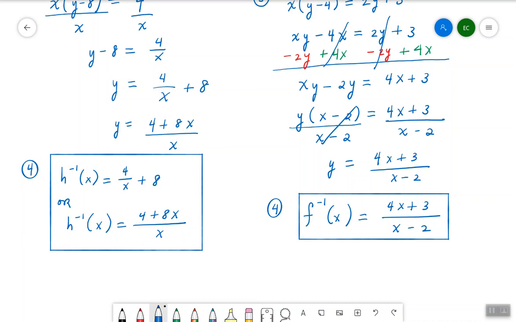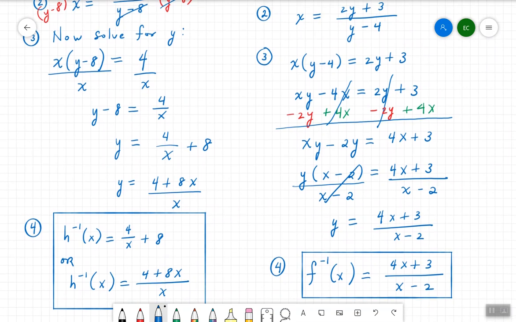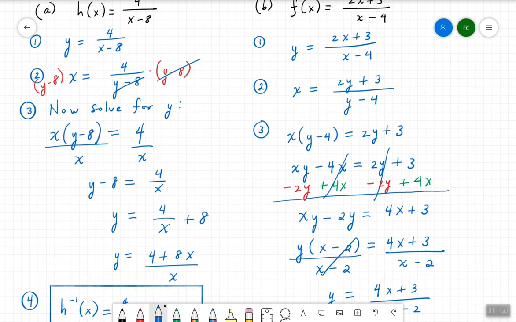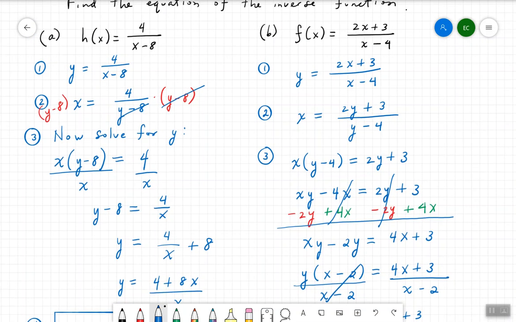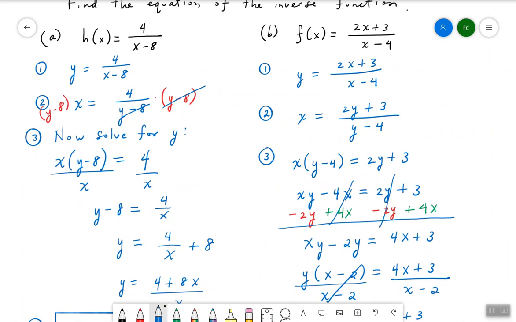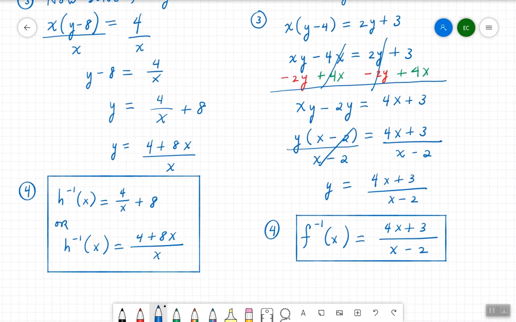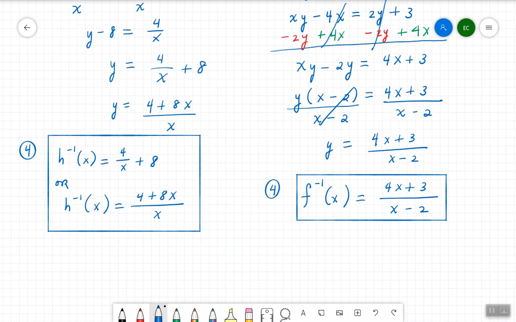Sometimes I see students try to take a shortcut on this process. They try to find a pattern or try to anticipate what the inverse is going to be just by looking at the original function. You really don't want to do that. You really want to go through the steps and see what you get at the end.